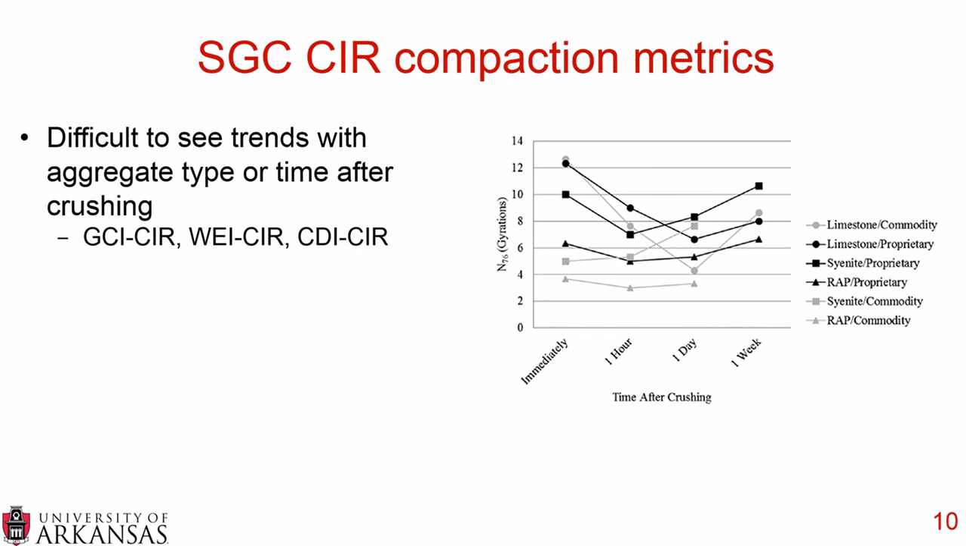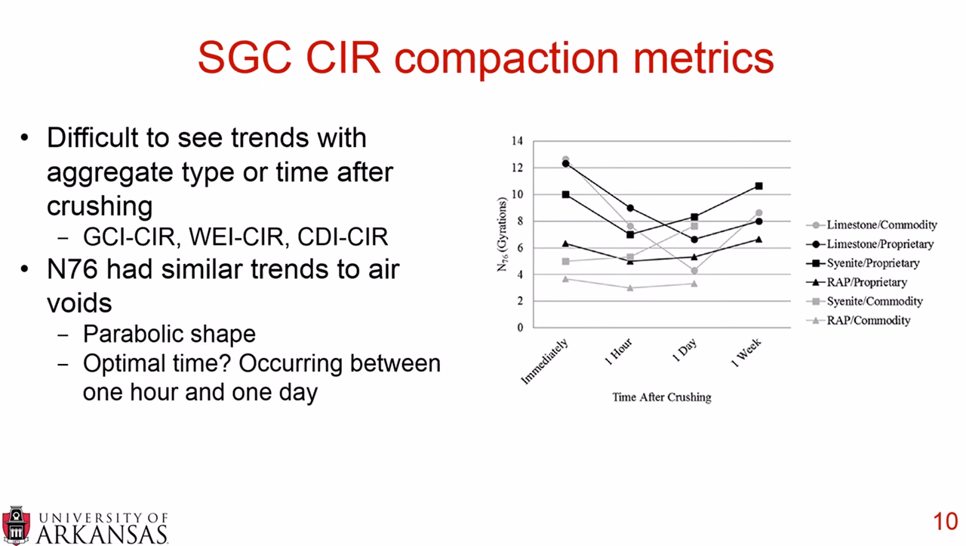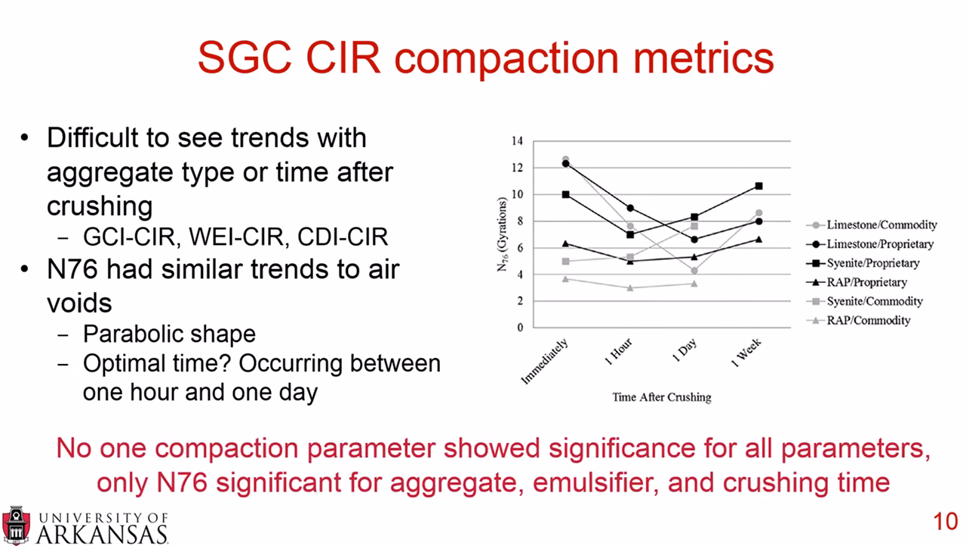We further explored this with the Superpave Gyratory Compactor CIR compaction metrics, and it was difficult to see trends with the aggregate type or time after crushing for the GCI, the WEI, and the CDI CIR. But as you can see on the graph to the right, the N76 had similar trends to the air voids. It had a parabolic shape, and again, this indicates that perhaps there is some optimal time between 1 hour and 1 day for mixing the asphalt emulsion with the CIR. That being said, no one compaction parameter showed significance for all parameters, at a 95% confidence, and only N76 was significant for aggregate, emulsifier, and crushing time.